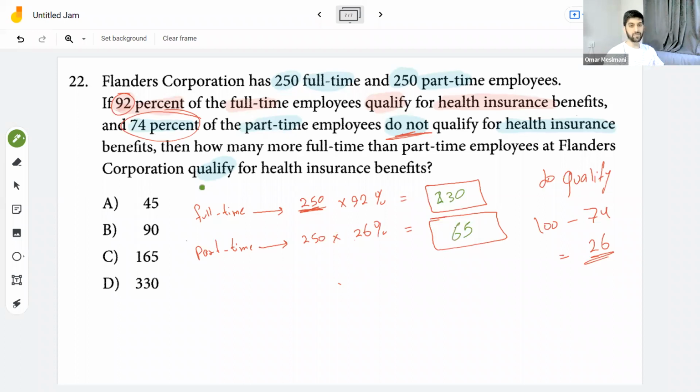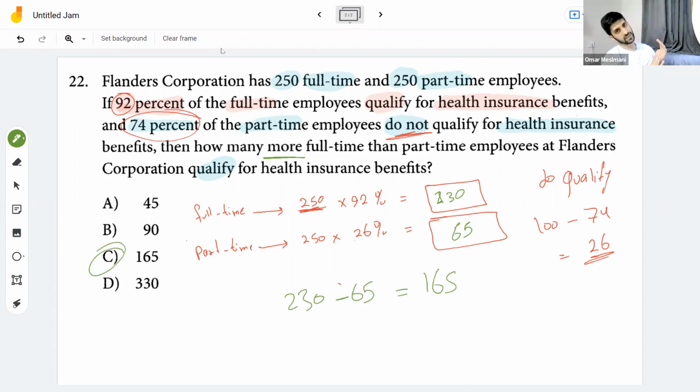Then what is he asking for? He's asking for how many more. What does it mean, how many more? It means I'm just going to subtract 65 from 230. I guess the answer is 165. Is it? Yes. This is how you do it.